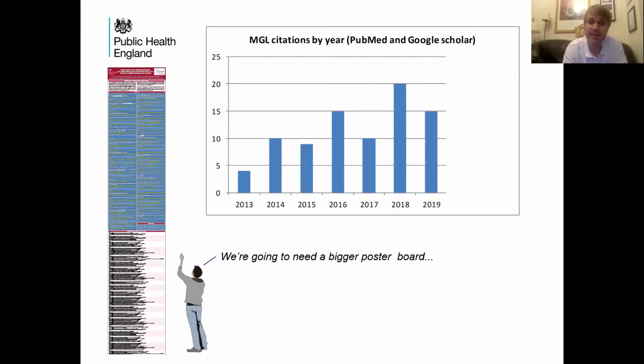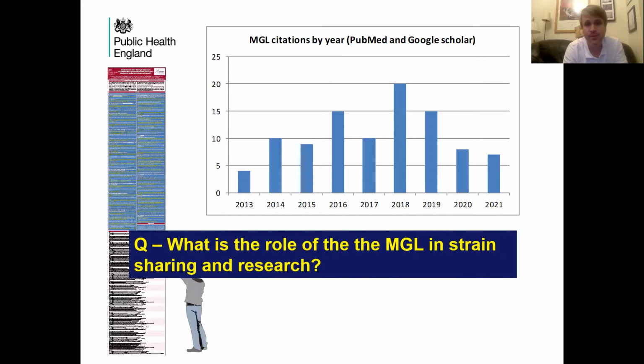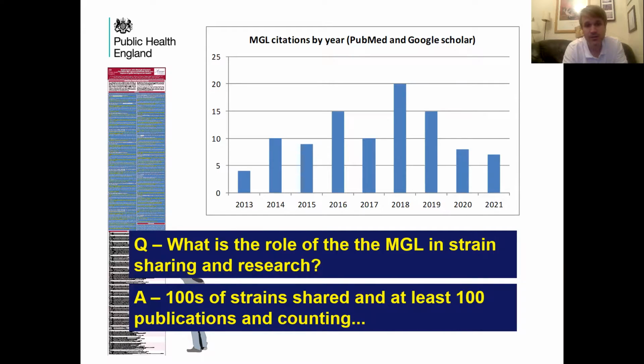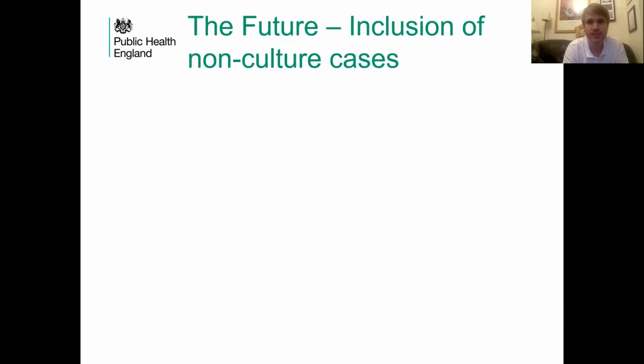But then, of course, in 2020, we all know what happened. COVID came and disrupted everything. And yet, despite this, I think there was still a fairly healthy number of publications in 2020 and 21 as well. So what's the role of the MGL in strain sharing and research? Well, after sharing hundreds of strains and at least 100 publications and counting, I think it's plain to see that it's one of the biggest, probably, charity-led interventions in recent years.